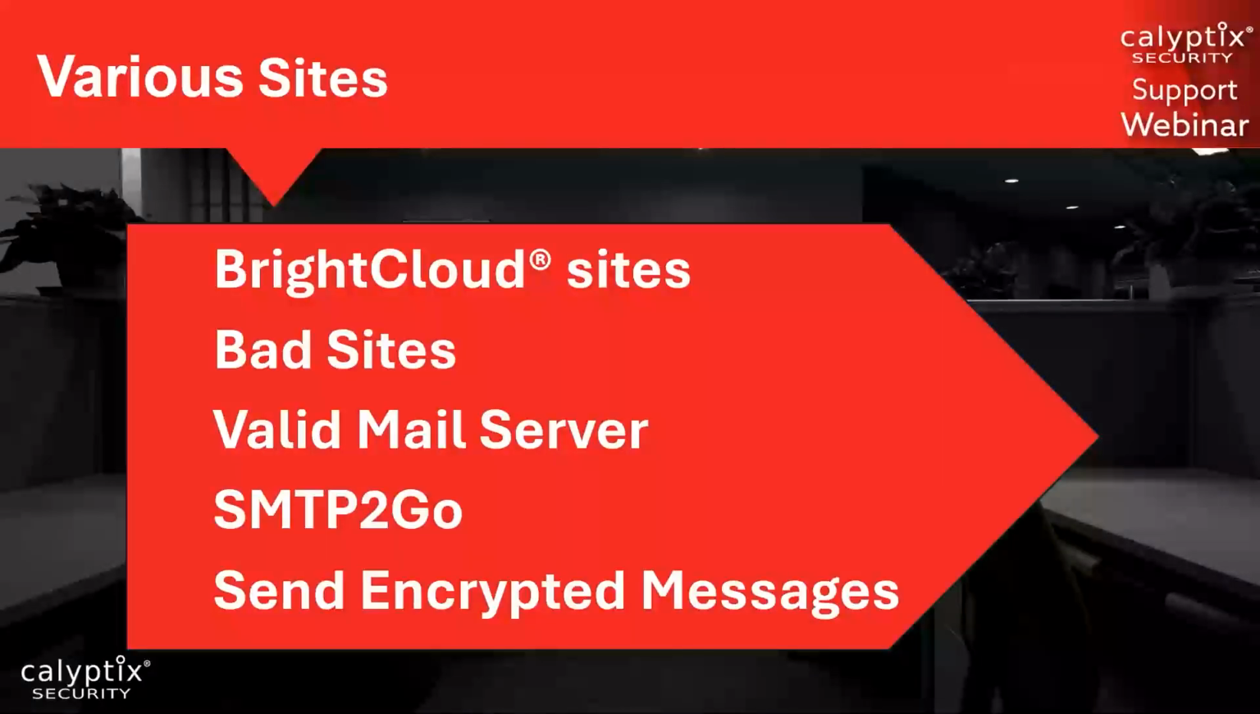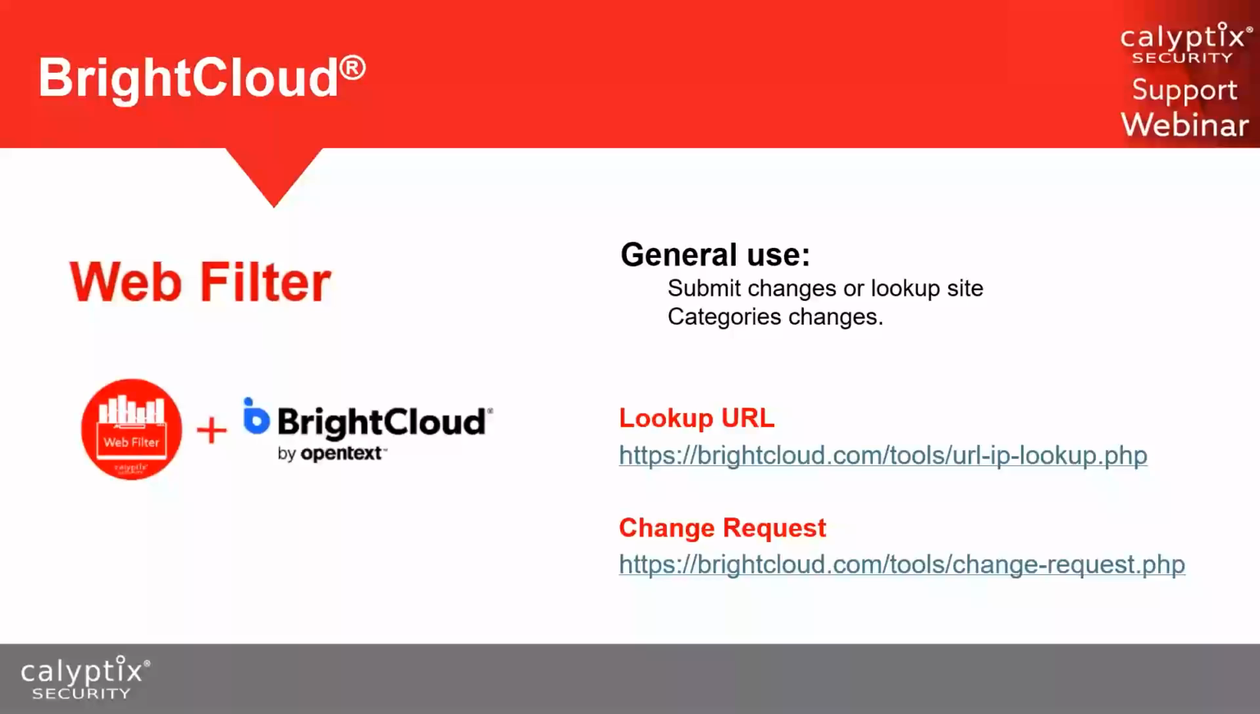Now, we're going to move into a little bit of troubleshooting, finding out some bad sites, where to go, things like that. At Calyptix and our AccessEnforcers, we have partnered with BrightCloud. BrightCloud is a very, very good web filtering system that we use. It's by OpenText, and we have found it to be very good at categorizing different websites when you have to block or allow certain things, whether it be news websites, nudity, or shopping sites.